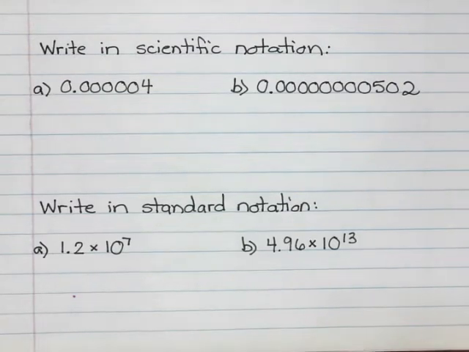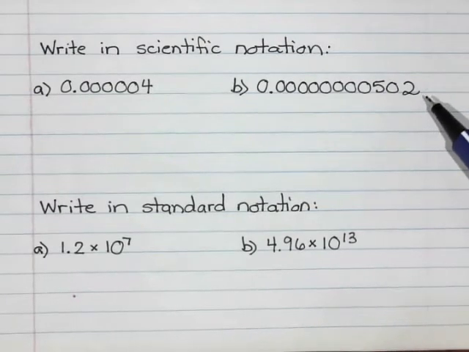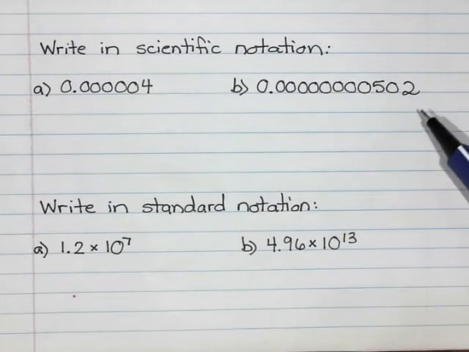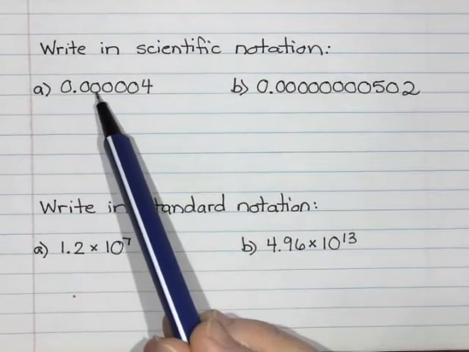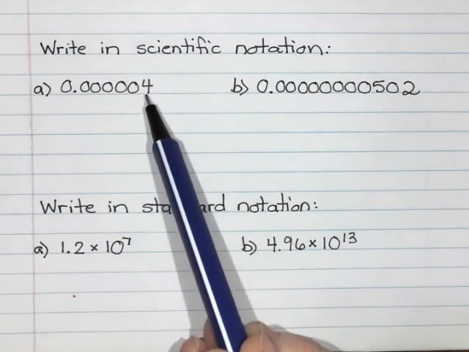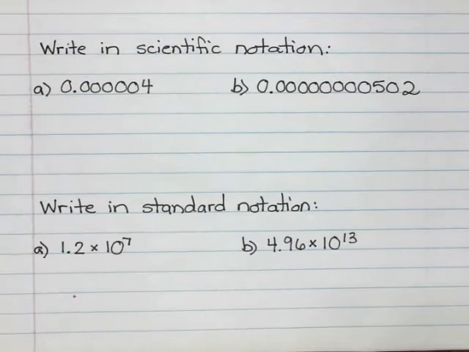We are going to take a look at how to write some small numbers using scientific notation. So if you did not watch the previous video, you should go back and take a look at that. So I have this number here. I have 0.000004. That's quite a lot of zeros. And I want to write that in scientific notation.